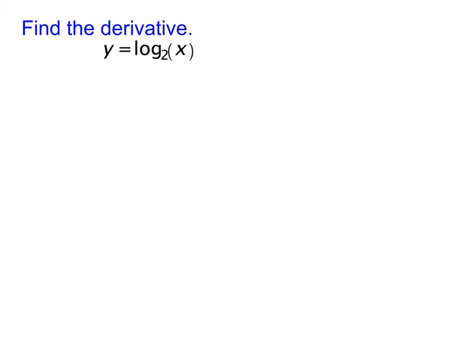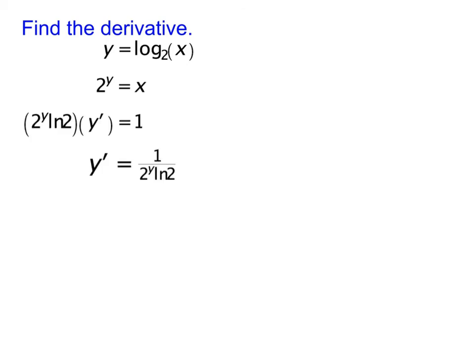And so, if I'm going to find this derivative, the very first thing I would do, because I don't know the rule yet, is write it as an exponential. Because then I can find the derivative of that exponential, which is what we just did. So we already know this much of this problem. We already know that y prime equals 1 over 2 to the y ln 2. But like with all of our previous derivative rules, I want to end up with an equation for y prime that equals something in terms of x, not in terms of y.